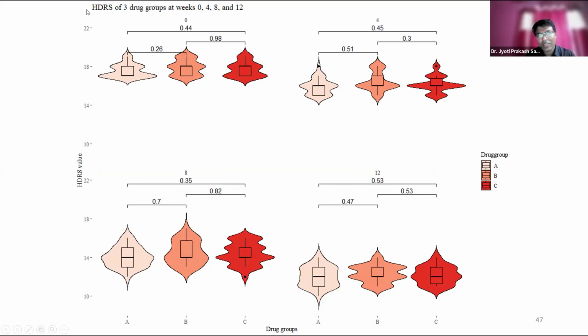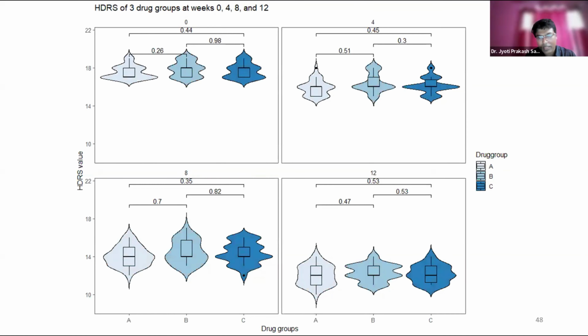This is the HDRS value, Hamilton Depression Rating Scale, different scores at different time points, like week 0, week 4, 8 and 12. The 3 drugs have been labeled as different colors. Another theme, the same values, different themes and different colors.